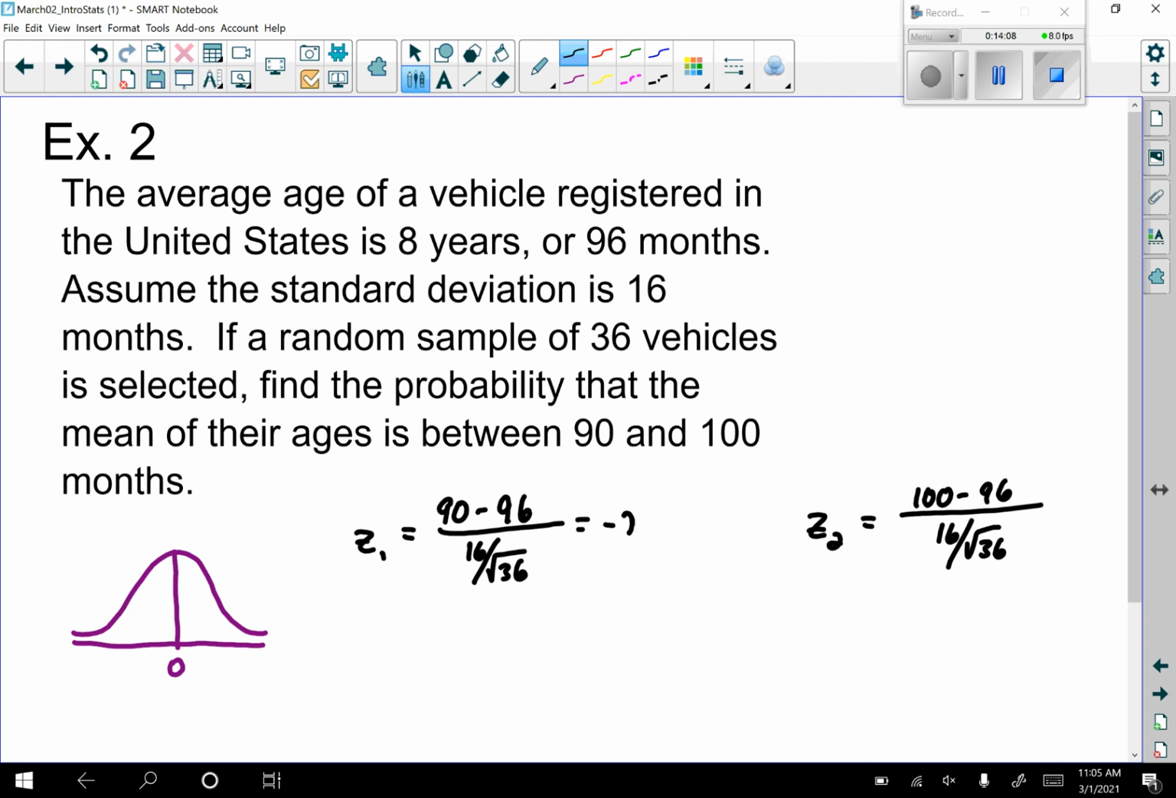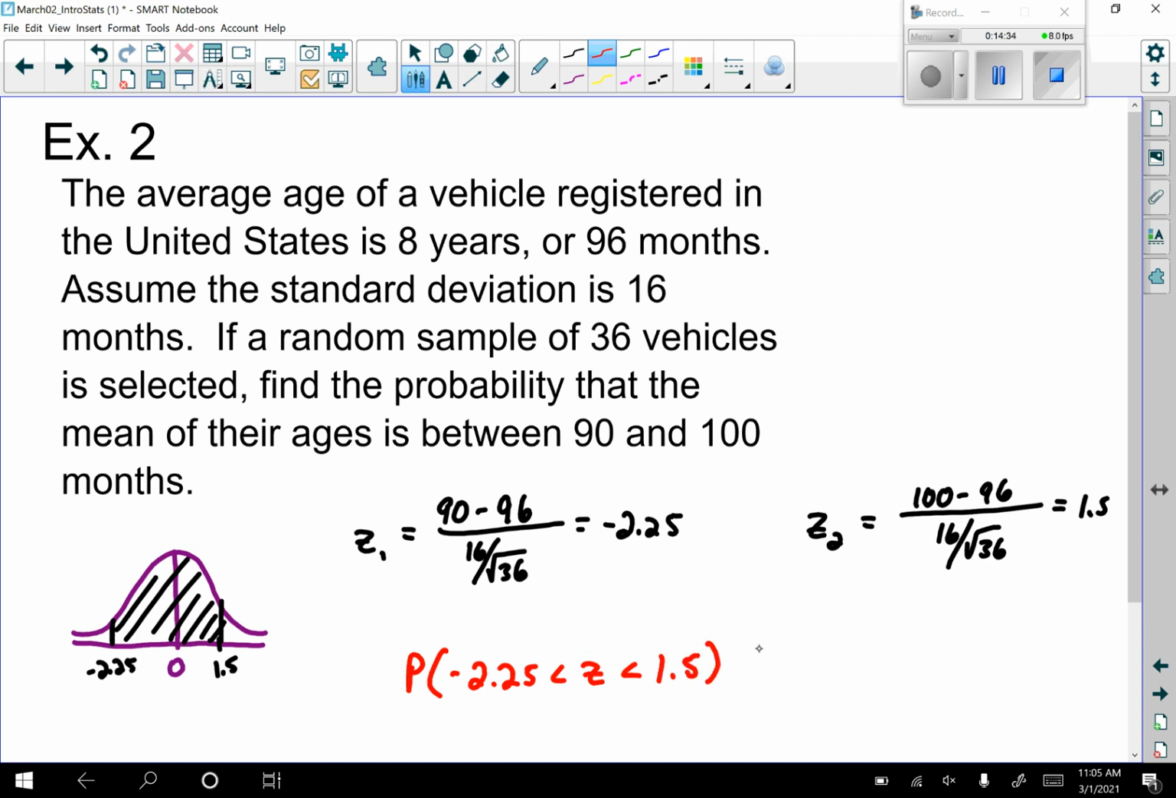So for this first one, we should be getting a negative 2.25. For the second, a 1.5. So we're looking for this probability right here. You'd say the probability that z is between negative 2.25 and 1.5. And this should be giving us a 0.921. So we would say about 92.1% that the mean of their ages is between 90 and 100 months.